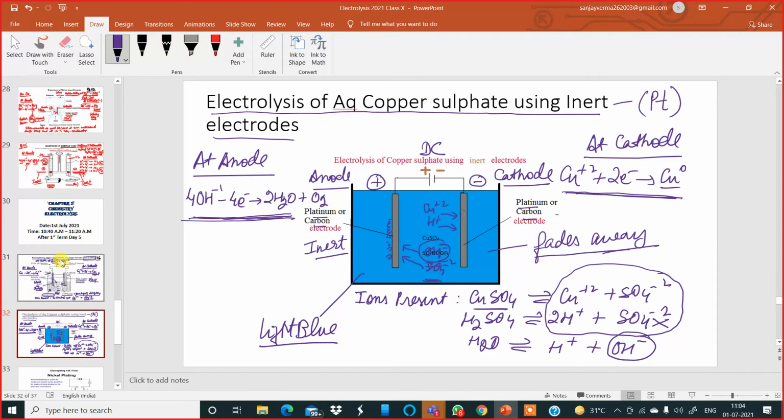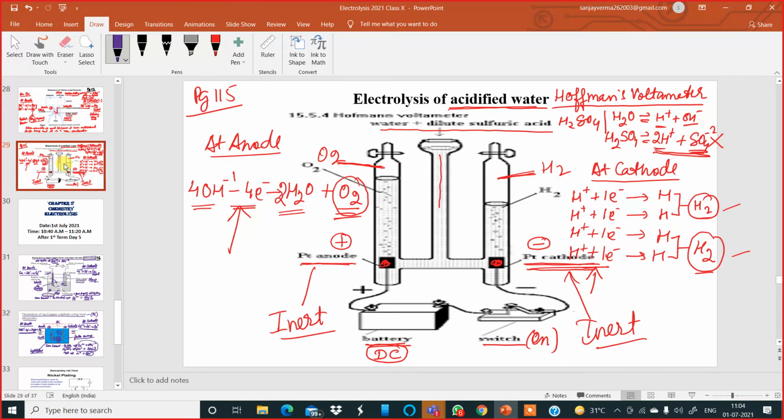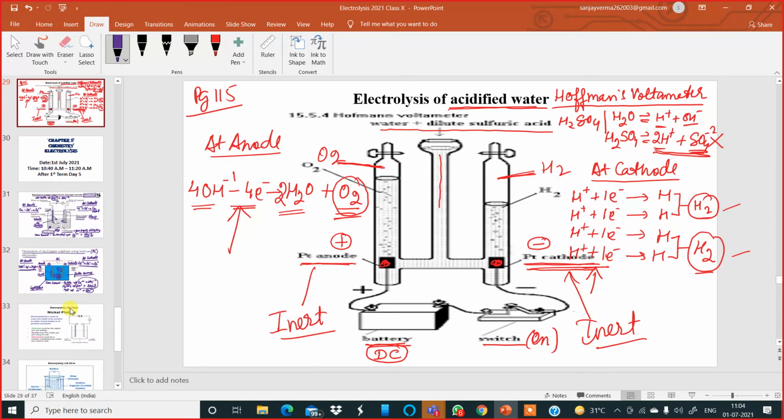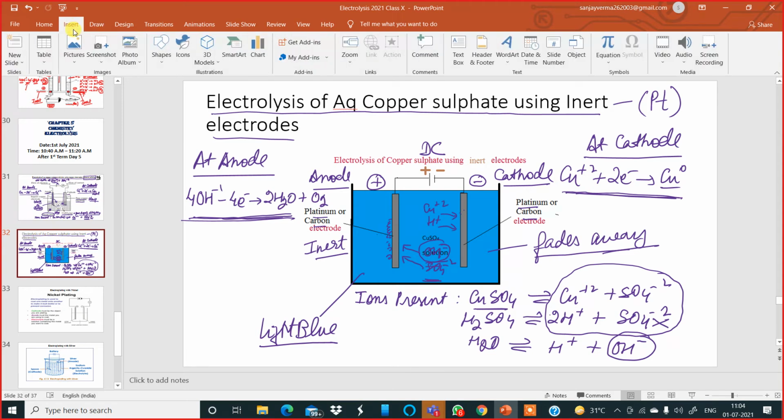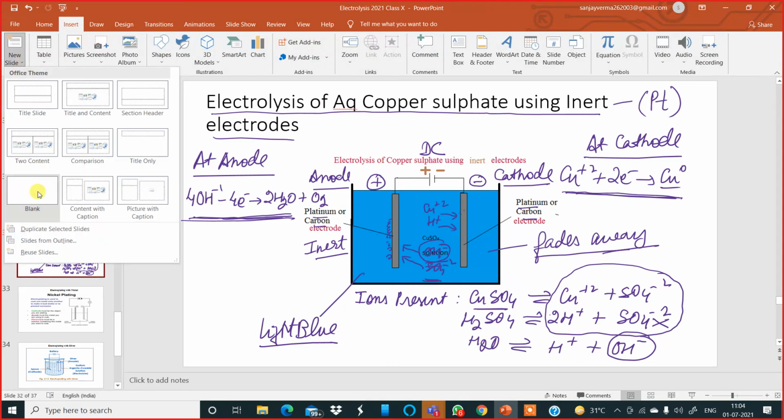Okay, I'll explain it once more. Here we go for Pratham. Electrolysis of acidified water. I'll explain electrolysis of acidified water for Pratham. Others also pay a lot of attention, otherwise you will get lost.